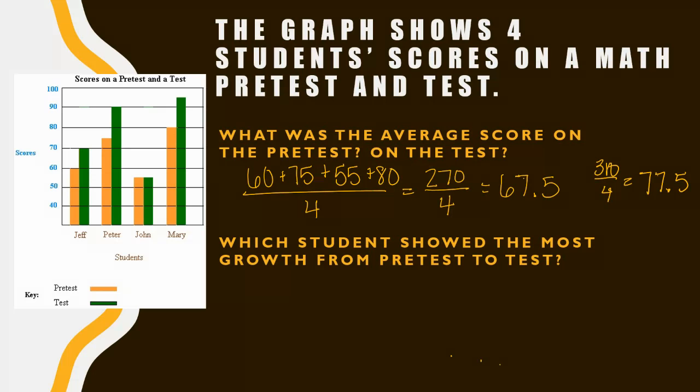Well, we can simply figure out the difference, right? Jeff went up 10 points. Peter went from a 75 to a 90, so that's 15. And Mary went from an 80 to a 95, also 15. So Peter and Mary both showed the most growth, okay? They both showed the same amount of growth from pre-test to test.